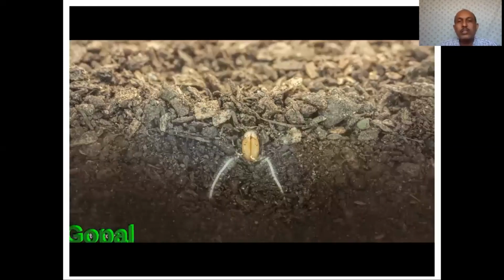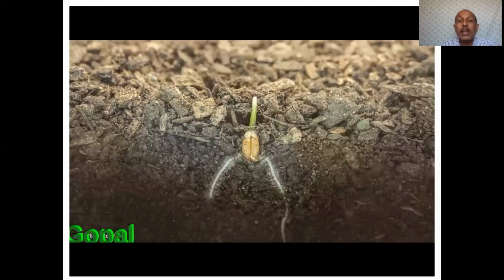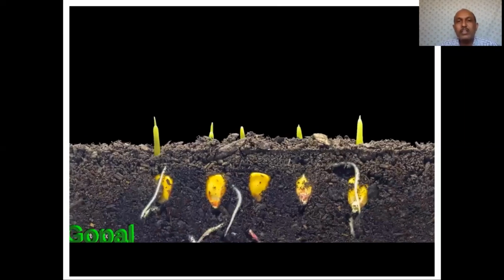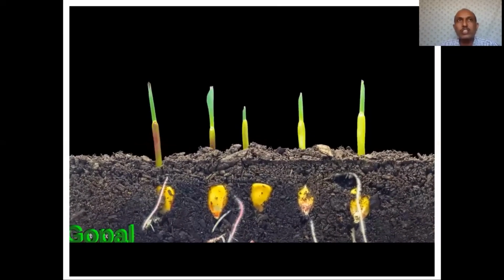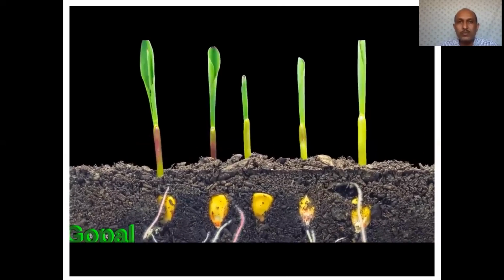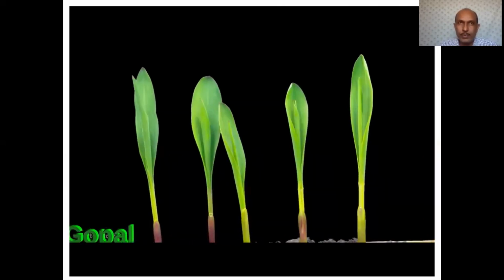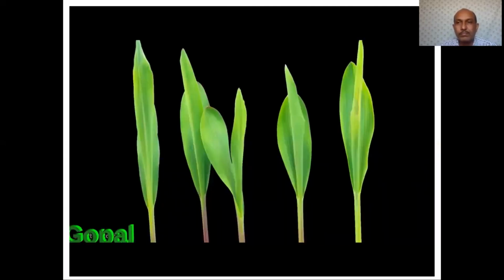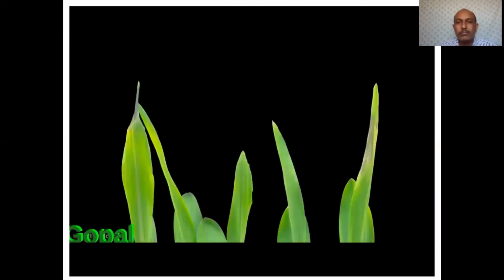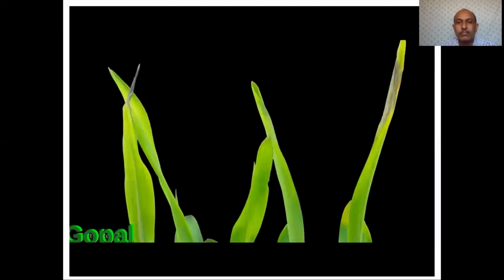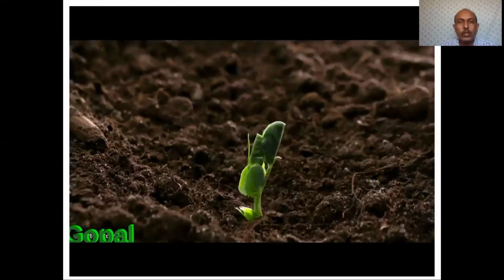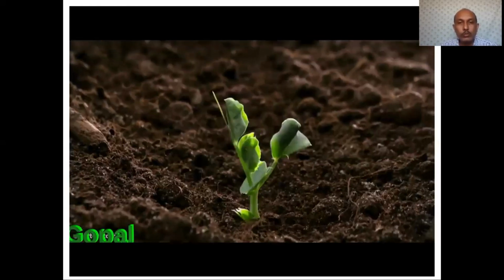And then the plantlet will grow through a juvenile phase, reproductive phase and senescent phase. During the reproductive phase, it again flowers, again male gamete, female gamete, double fertilization, seed, fruit, seed dispersal. So the life cycle will repeat. I have shown both, dicot or monocot.